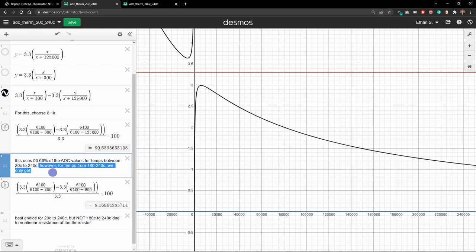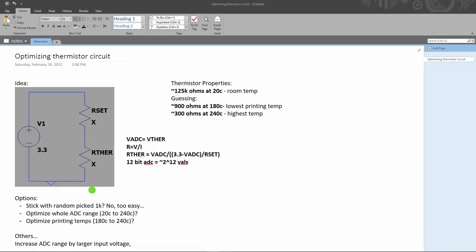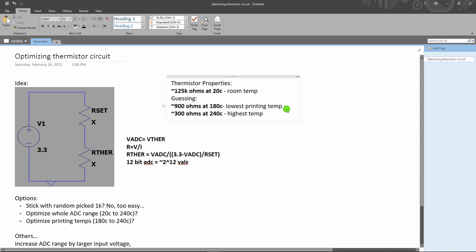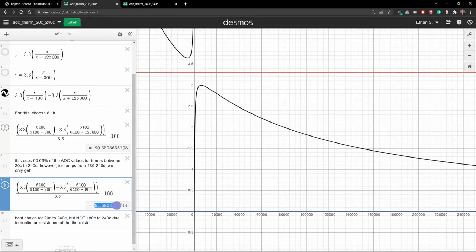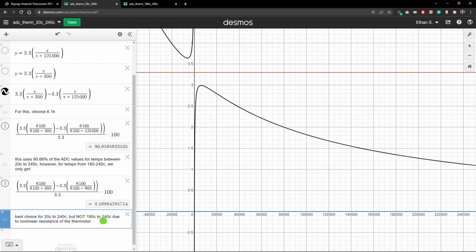However, when you consider the temperatures from 180 to 240C, which are the more important temperatures because this is where you're actually melting the PET plastic, you actually are only using 8.17%, because now instead of this top temperature being 125K, it's only 900, which is what we found as around the lowest printing temperature. So you're really only using 8.169%. So this isn't going to be the best choice for the 180 to 240, but it will be the best choice for the 20 to 240.